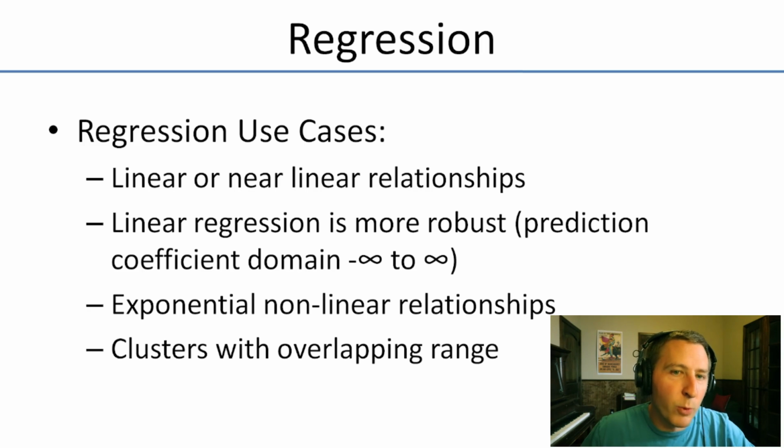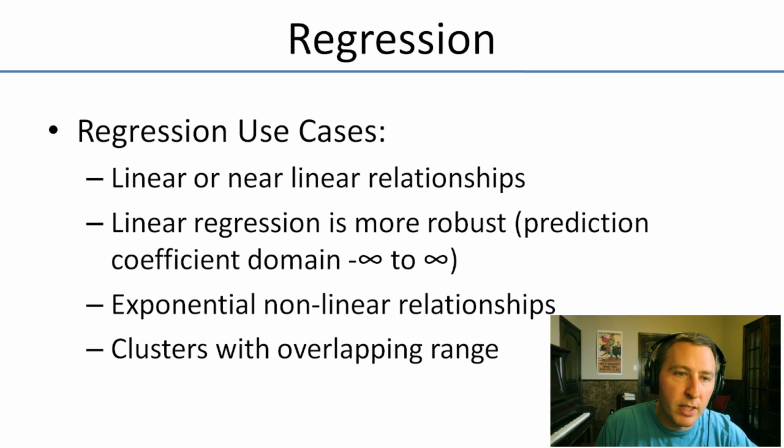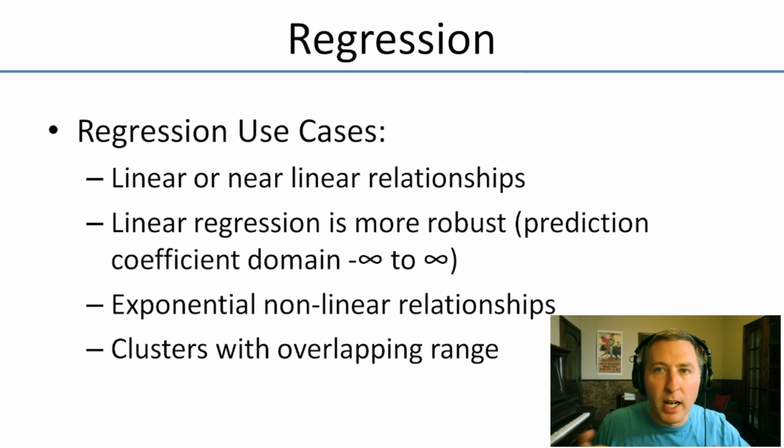So linear regression is more robust, meaning the prediction coefficient domain goes from negative infinity to infinity. It's just going to capture that full span, whereas a decision tree just can't do that. You have to keep redefining the relationships or adding more leaves to keep adding more accurate predictions further out in different directions, or different stability areas inside of a variable, as data scientists like to call it. So linear regression is more robust in most scenarios here.